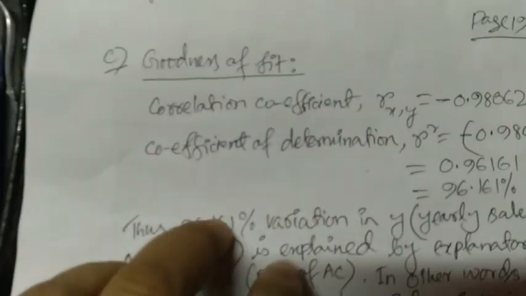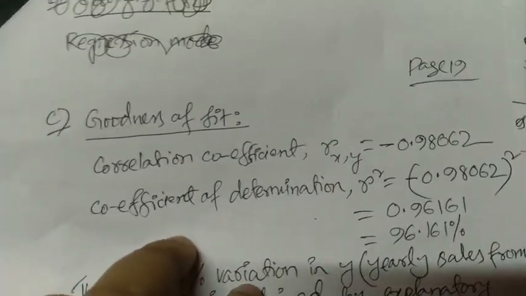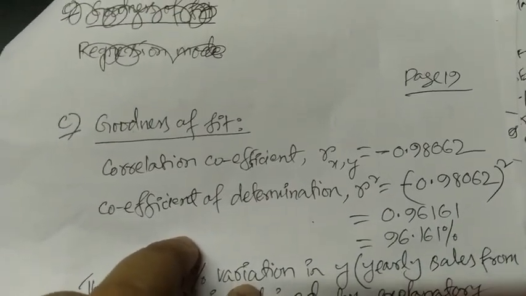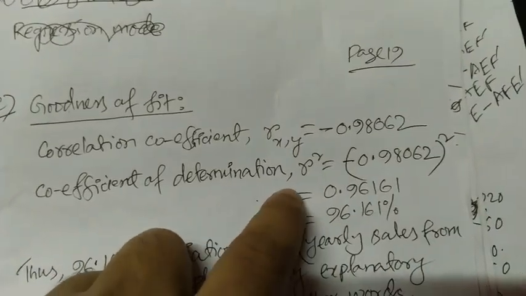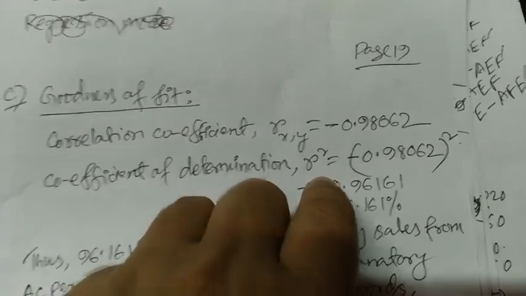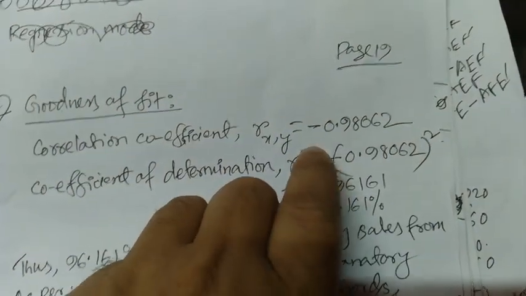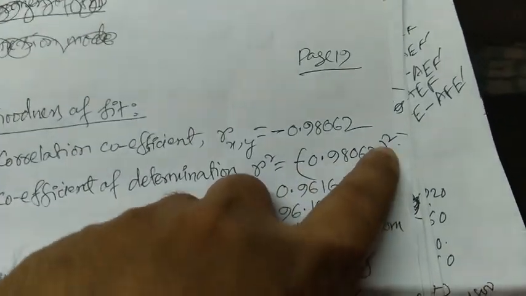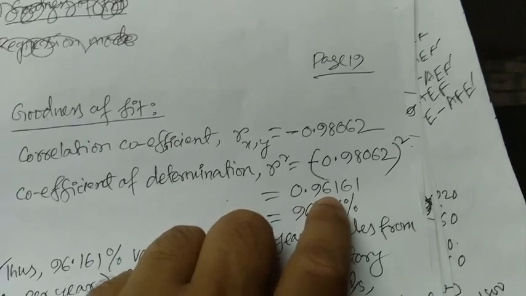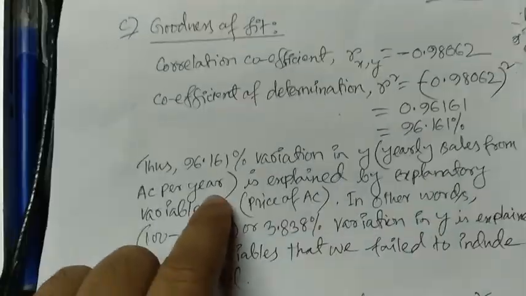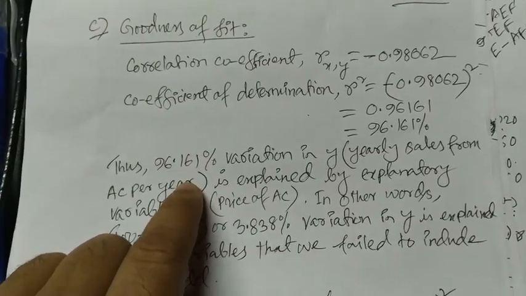Right. So now we will move to part C, goodness of fit. We want to get a preliminary idea about how good the model is. So we will calculate the coefficient of determination, that is R square. R square means R whole square. The value of R was this one, so if you square it, the minus becomes a plus, that is 0.96161, that means 96.161%. What does it mean?